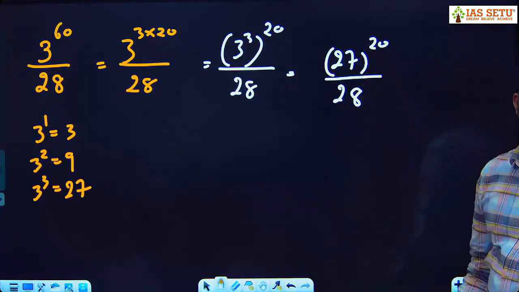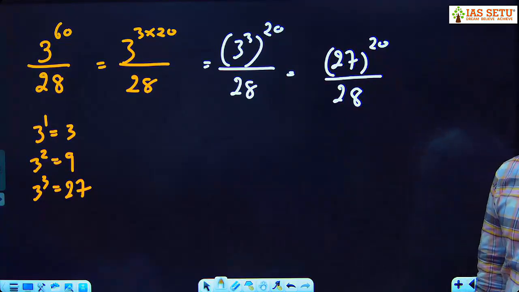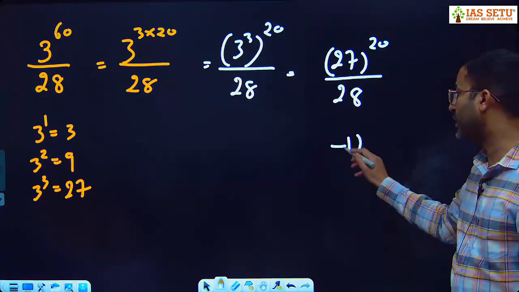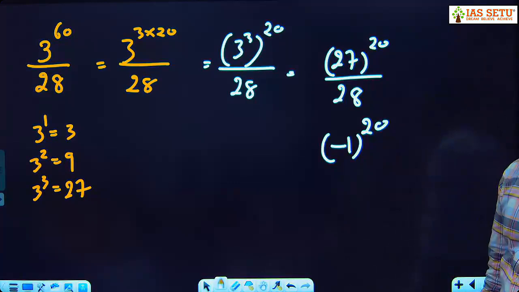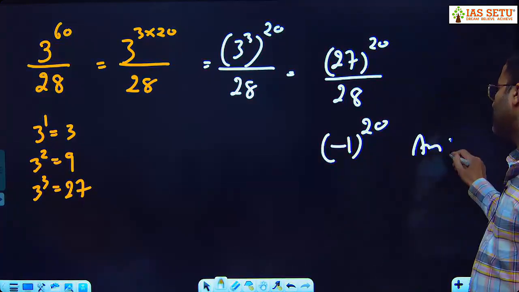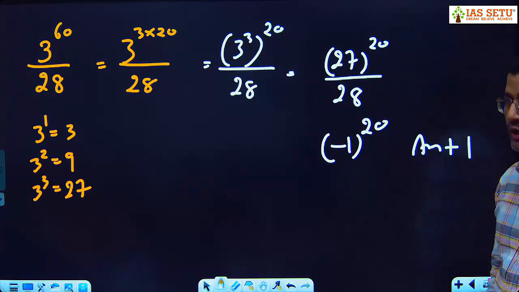27 with respect to 28 gives 27 as well as -1. So here -1 will help. How many times? 20 times. Tell me what is -1 to the power 20? +1. So your answer here is +1. Okay. Try one more question. You try.